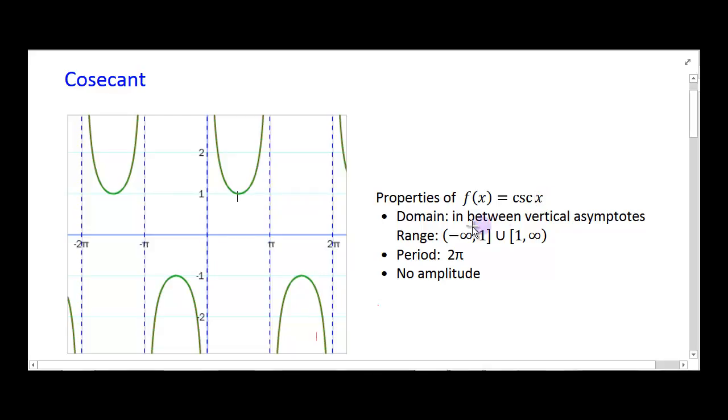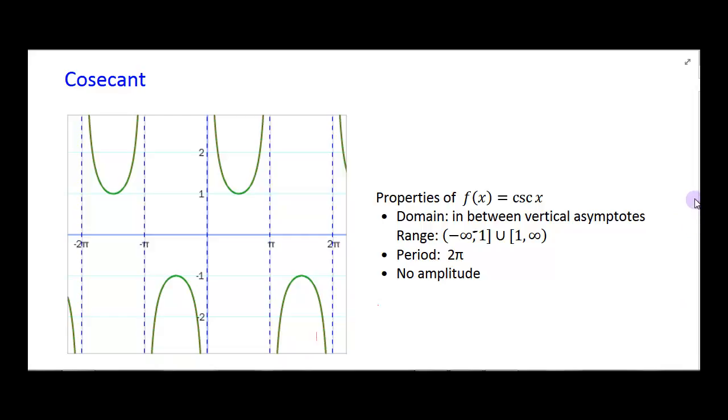Some properties of cosecant: the domain would be between these vertical asymptotes. The range would be from negative infinity to negative 1 and from positive 1 to positive infinity. Since cosecant and sine are related, they both have the same period, 2 pi. And since the range of my function goes off to negative and positive infinity, I would have no amplitude.